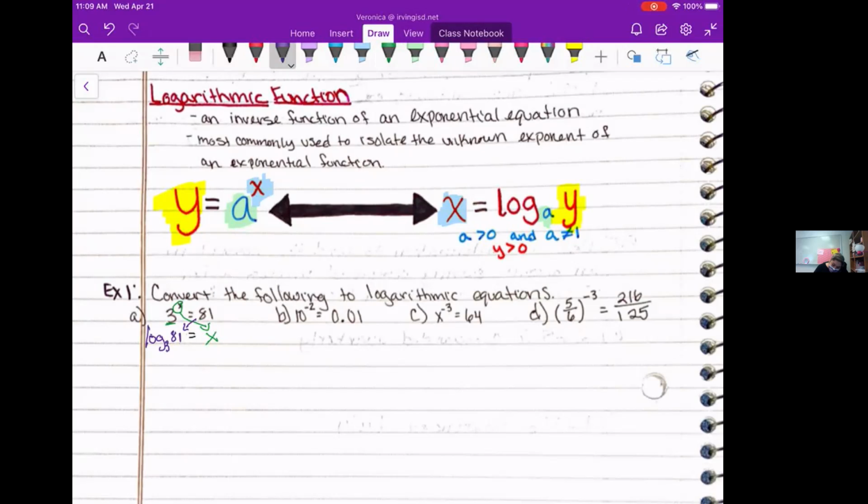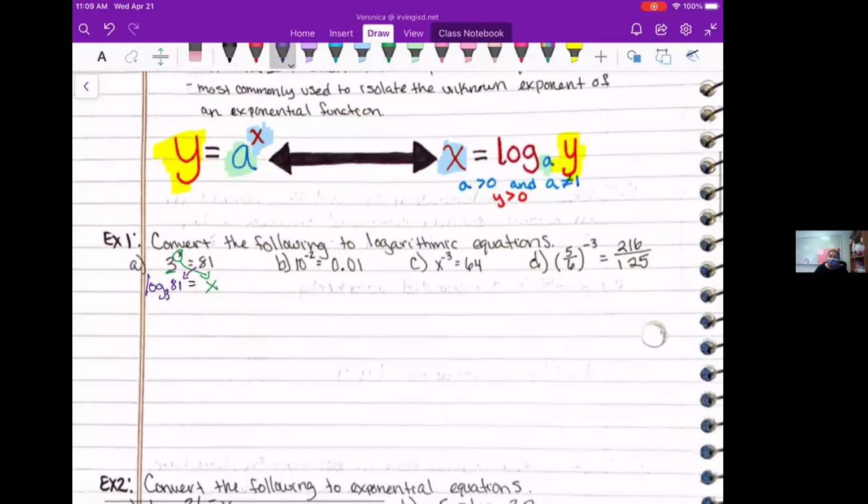Maybe I should write that a little bigger. I have all this room and I didn't even need all that room. Let me write it bigger. Log base 3 of 81 equals X. So this is converted into logarithmic form. That's it. That's all we're doing right now for A, B, C, and D. So can y'all do B? I'm gonna give you a few seconds, write it in log form.